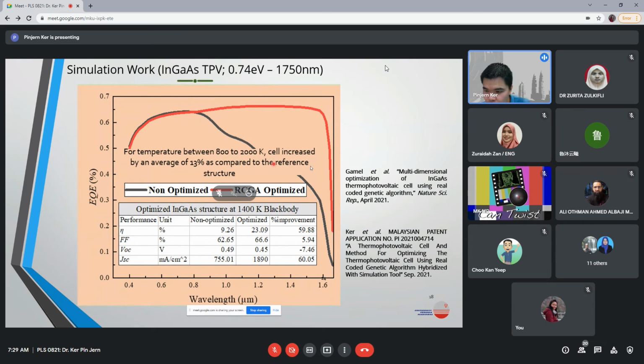So from that work, we certainly have some publications, and we also filed a patent for the method and for the highest efficiency that we got for an indium gallium arsenide TPV cell.